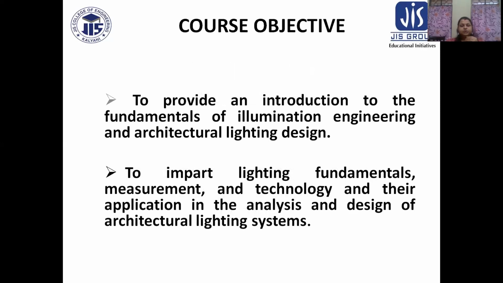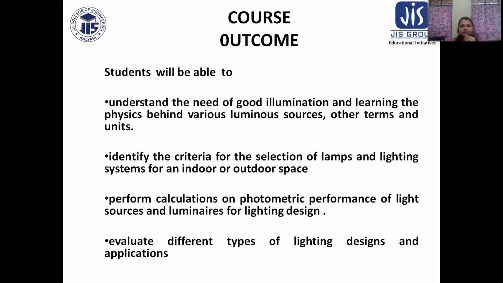Now, what are the course objectives? First of all, to provide an introduction to the fundamentals of illumination engineering and architectural lighting design. Next, to impart lighting fundamentals, measurement and technology and their application in the analysis and design of architectural lighting system. Though in my previous lecture videos I have discussed the course objectives and course outcomes, still I am repeating it because these are very important for each lecture video.